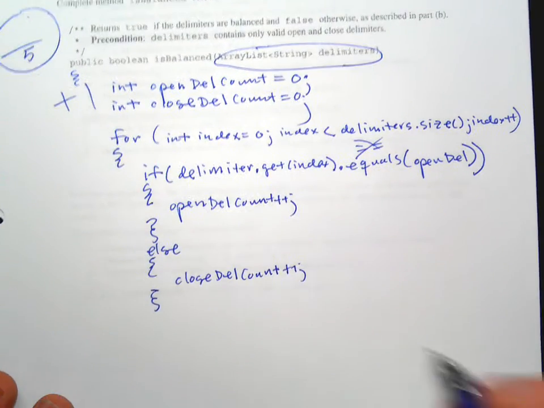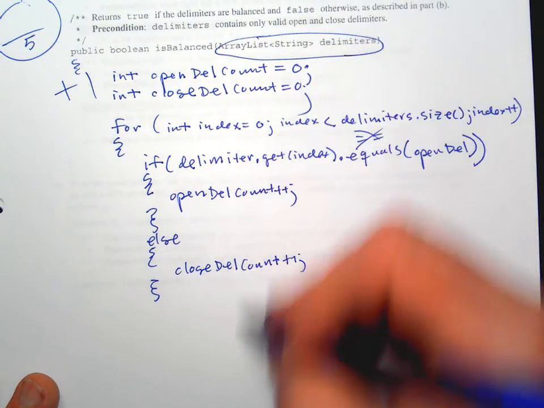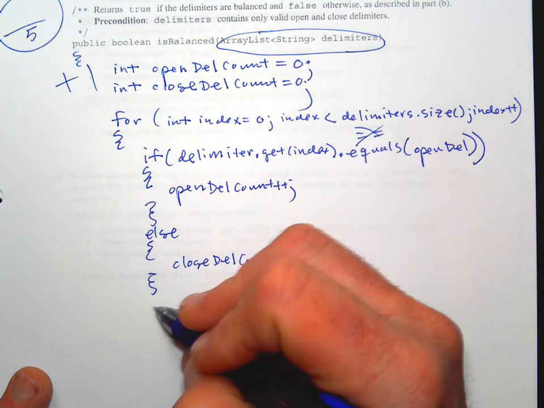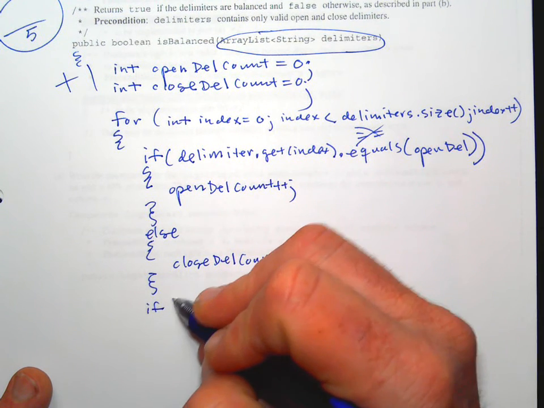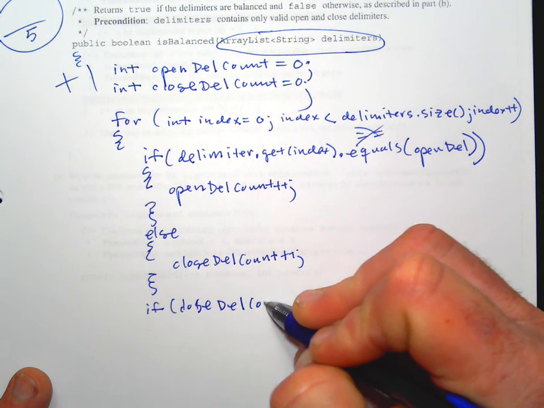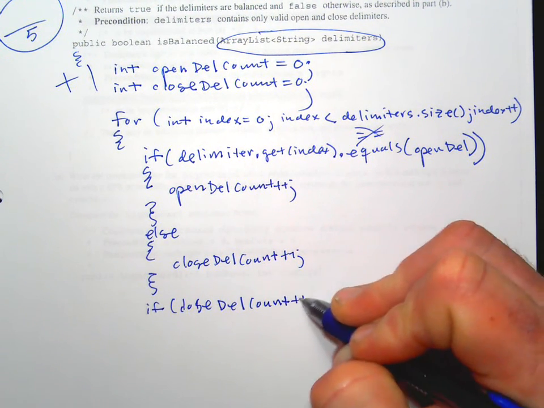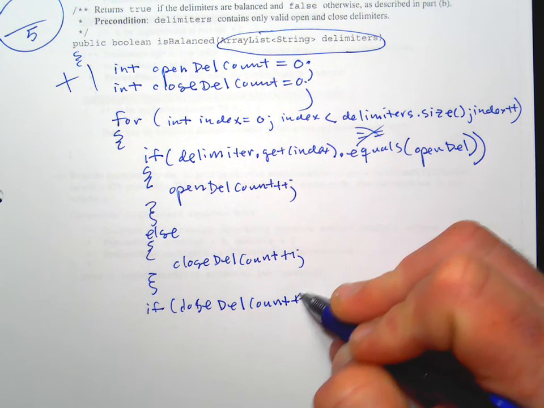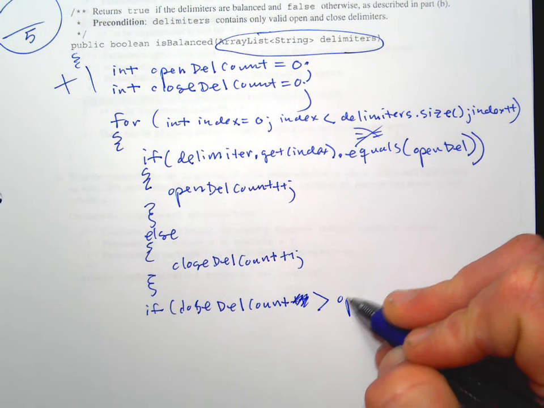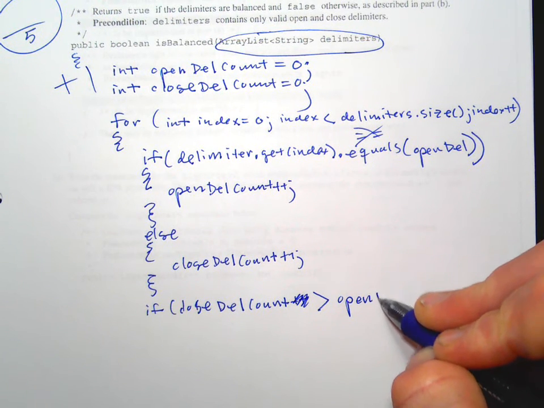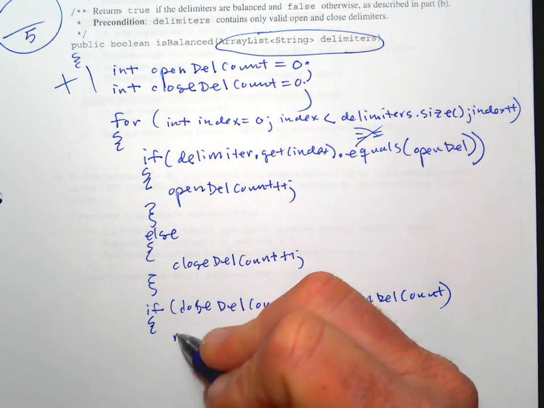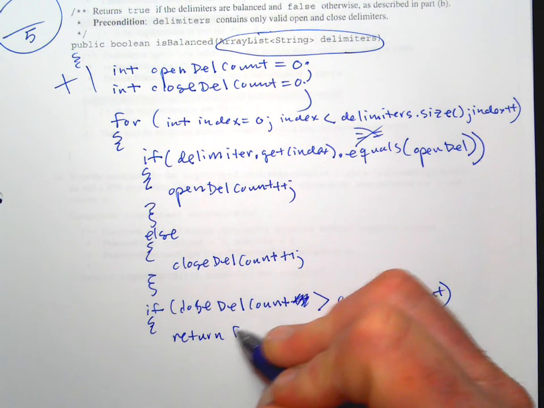In the middle of our for loop, we need to check after every time we check a new delimiter and figure out which one it is. We need to check if the closed ones are more than the open ones. We have to catch this in the middle of going through the array after each time. So if this is greater than, it can be equal to is fine. But if close is greater than open, then that's bad news. We're done. We're not going to go any further. We're going to return in the middle of the for loop. We're going to return false.